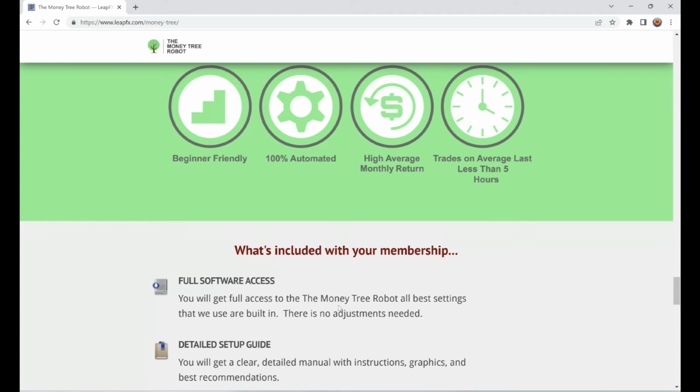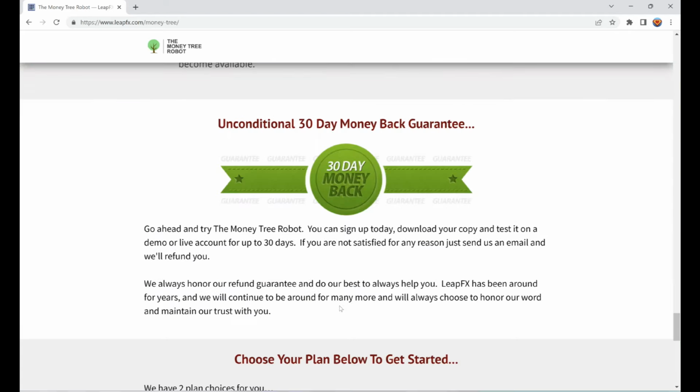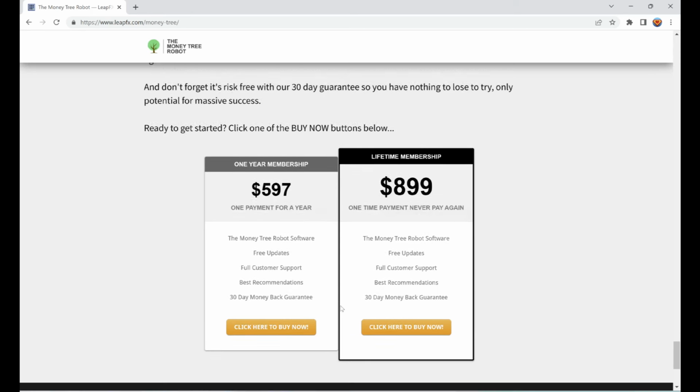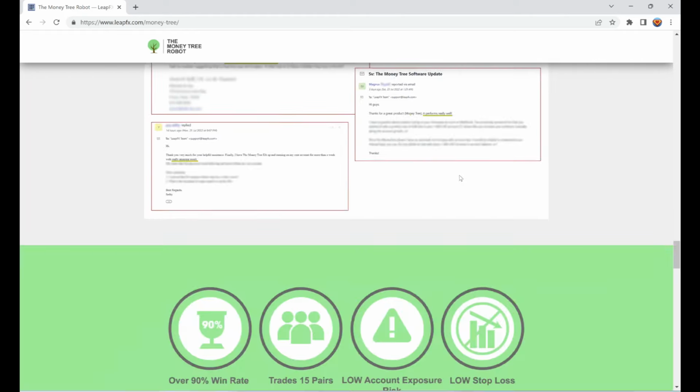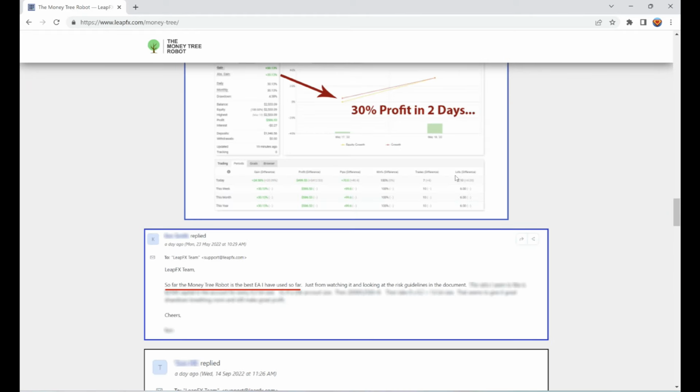So this looks good. There's a 30-day money back guarantee. So this is the cost. There's two options. You can either buy it for a year, almost $600, $597, or buy it for a lifetime, which is $900 or $1,199. I'm going to make this available in MyFXBook so you can track it and see how it goes. And it does look good so far.